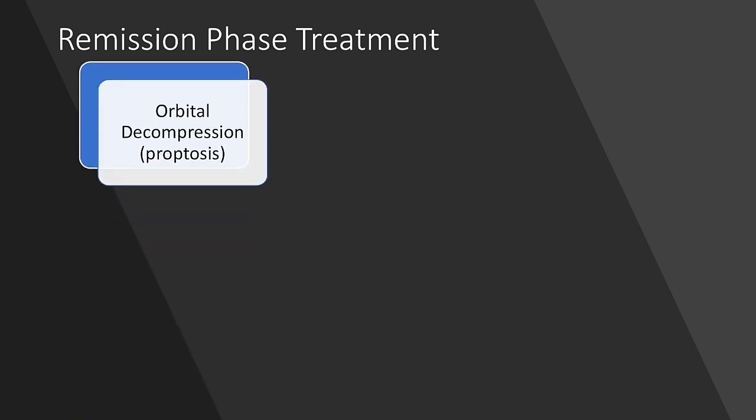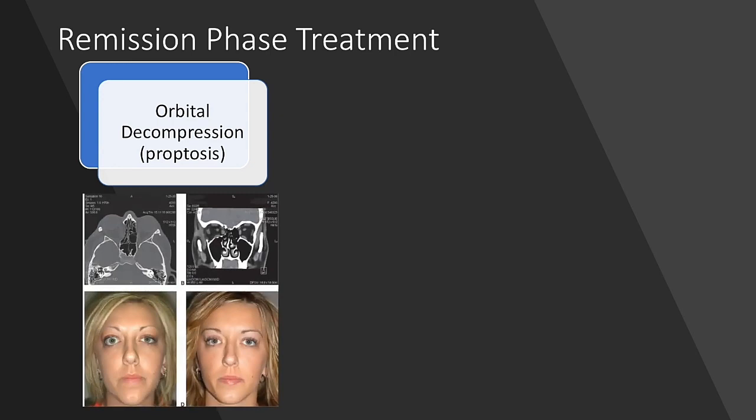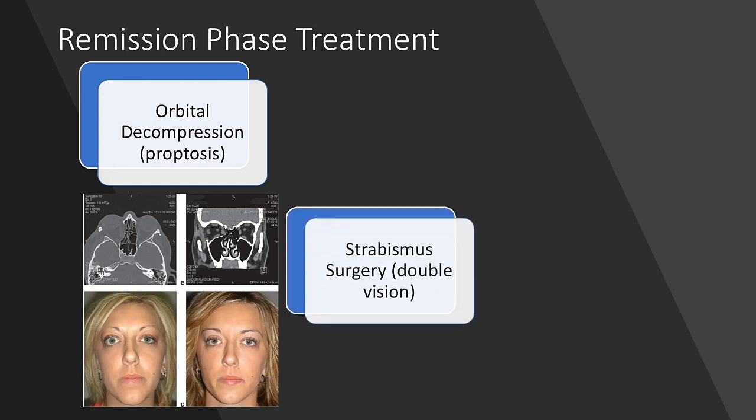We are going to wrap things up by discussing possible options for treatment during the stable remission phase, all of which are surgical in nature. For patients with proptosis, the orbital decompression surgery mentioned on the previous slide can be offered. The removal of the roof, lateral, or medial walls of the orbit frees the expanded retroocular tissues from their limited confines. One problem with this surgery is it can lead to strabismus or double vision in some patients.